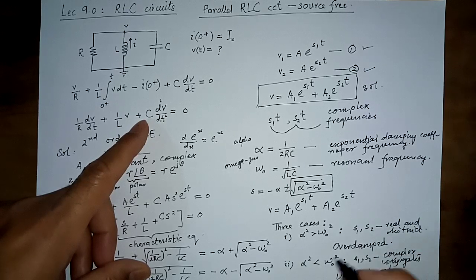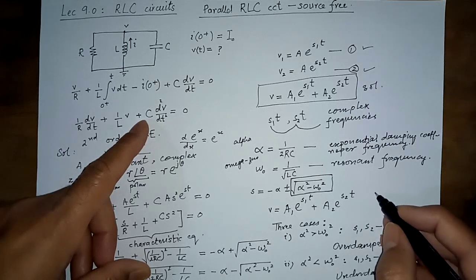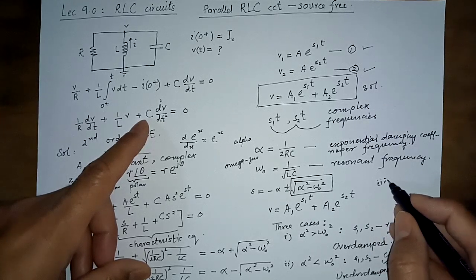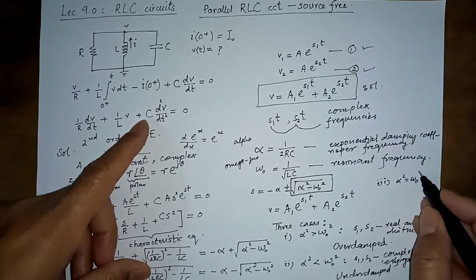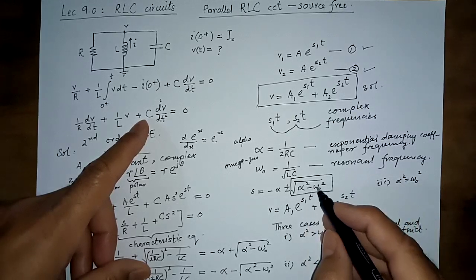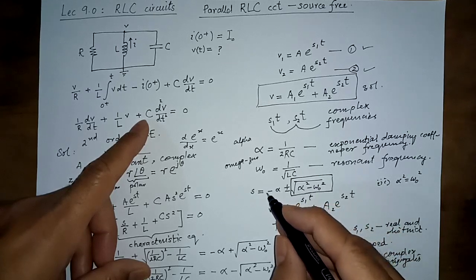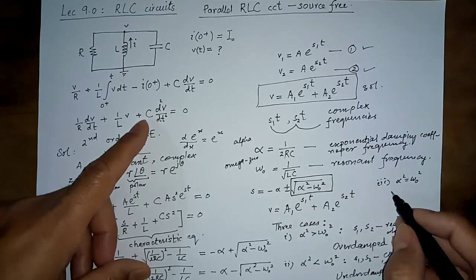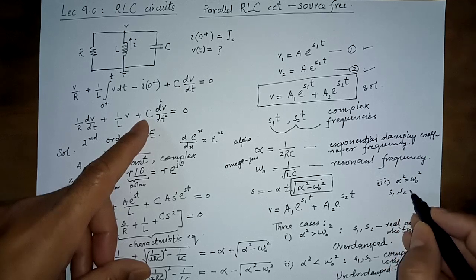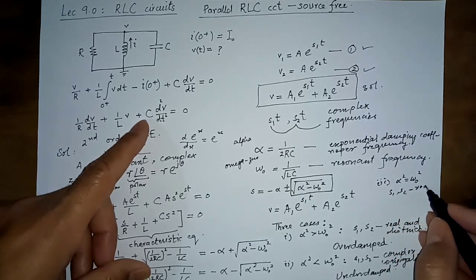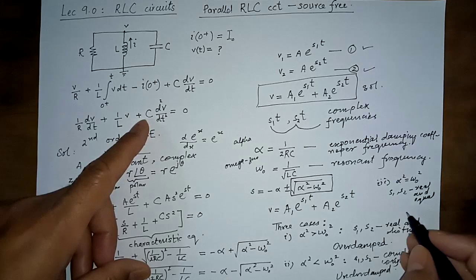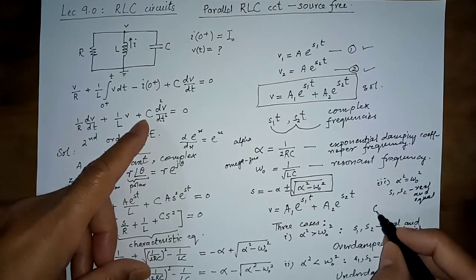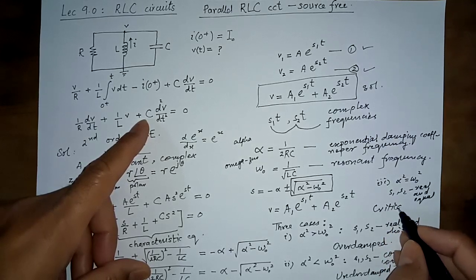And then there is the third case. We don't have space downward here, so I'm writing it here. In the third case, alpha square is equal to omega 0 square. If this term is 0, because they are equal, S1 will be minus alpha, S2 will be minus alpha. So S1 and S2 would be real. Here we had distinct separate values, here real and equal. And the response is said to be critically damped.